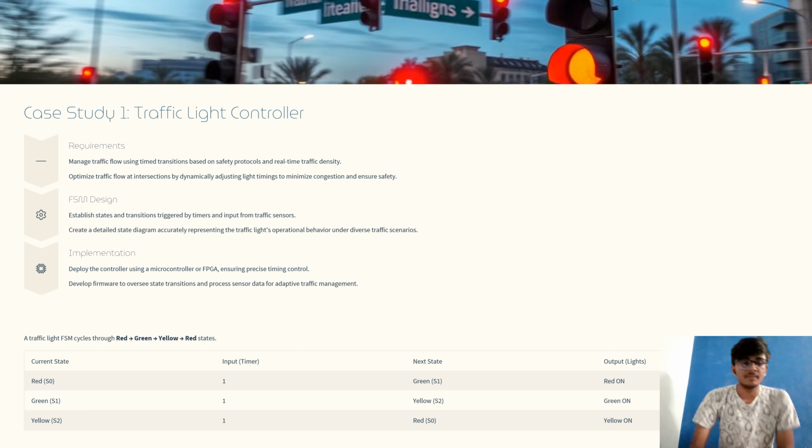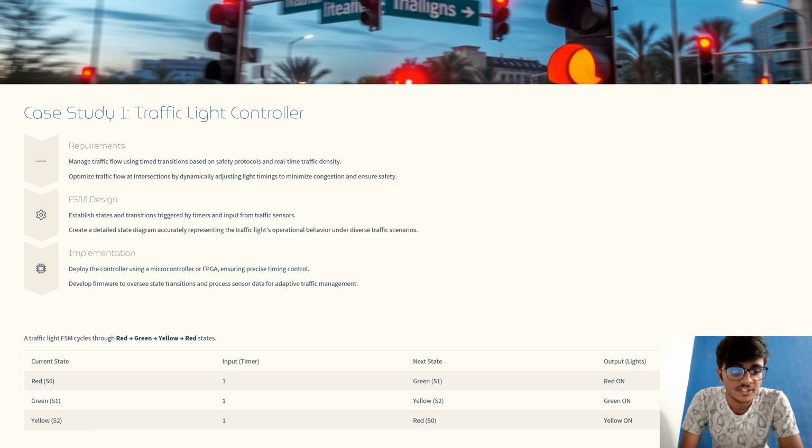Case study 1: Traffic light controller and requirements. Manage traffic flow using timed transitions based on safety protocols and real-time traffic density. Optimize traffic flow at intersections by dynamically adjusting light timings to minimize congestion and ensure safety. Second is FSM design in traffic light controller.